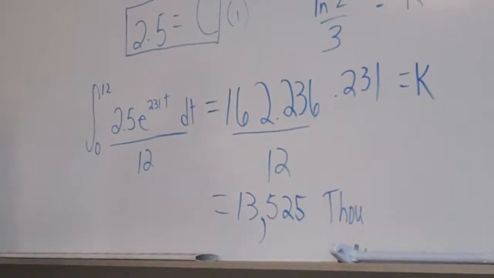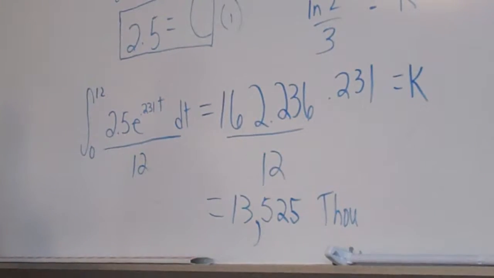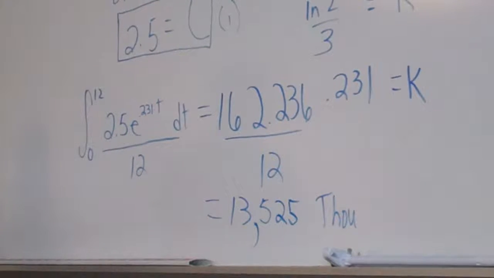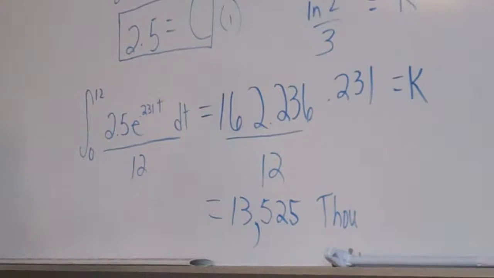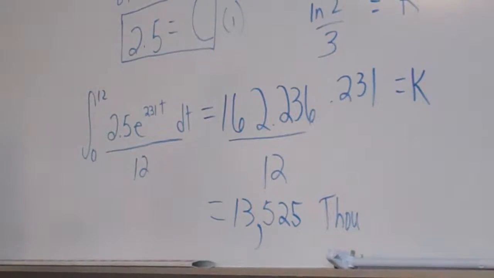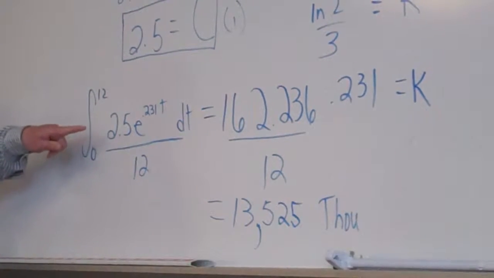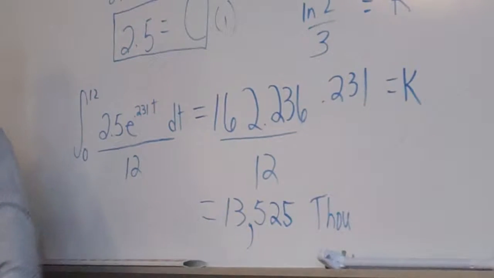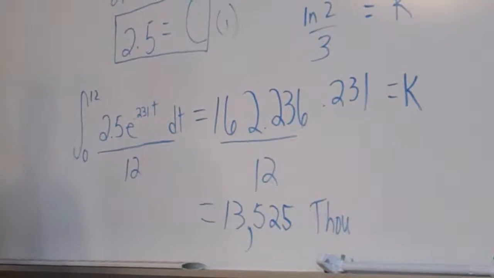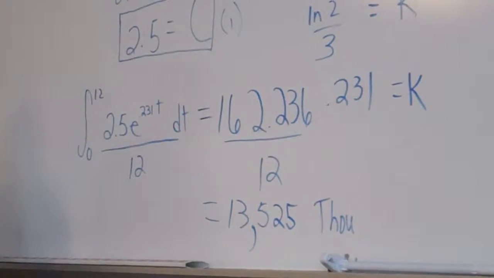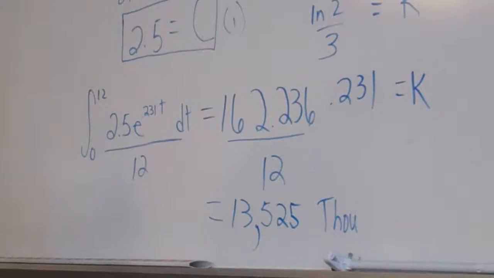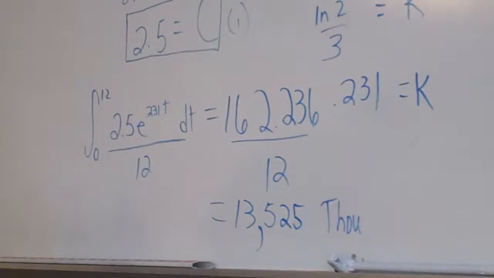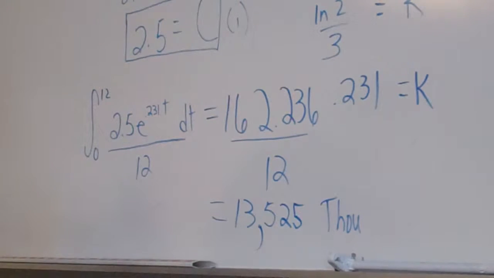That's 13.525 thousandths. So keep your answer, round it off way at the end. Per month? That's per month. See, this is per year, so divided by 12 is per month. And you should probably put a label on there that says units per month.